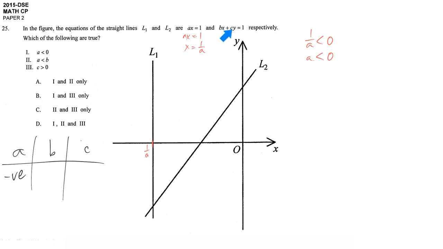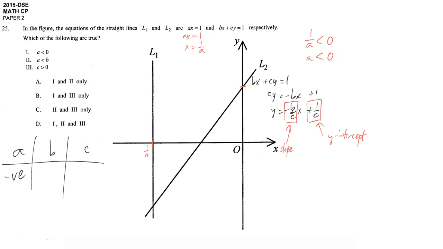After that, we focus on this line, which is not a horizontal or vertical line. This is bx + cy = 1. This format is not favorable for our calculation of the slope and y-intercept. So we change it to slope-intercept form, which means making y the subject. Both sides divided by c. Then we have the slope directly, which is negative b over c, and the y-intercept is positive 1 over c.